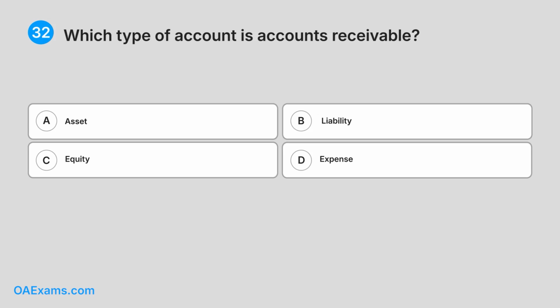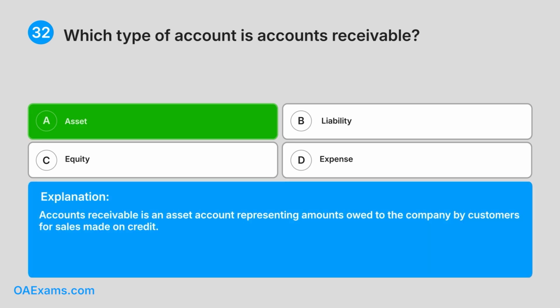32. Which type of account is accounts receivable? A. Asset. B. Liability. C. Equity. D. Expense. Can you guess the answer? Correct answer: A. Explanation: Accounts receivable is an asset account representing amounts owed to the company by customers for sales made on credit.